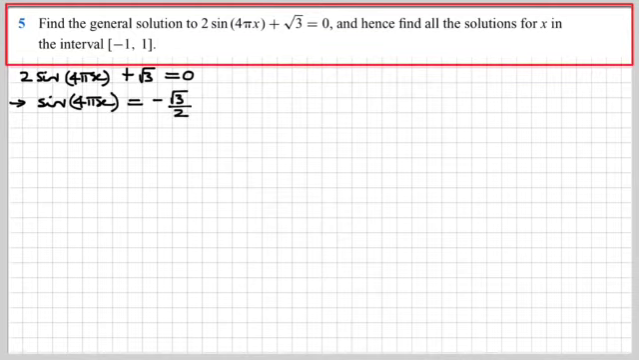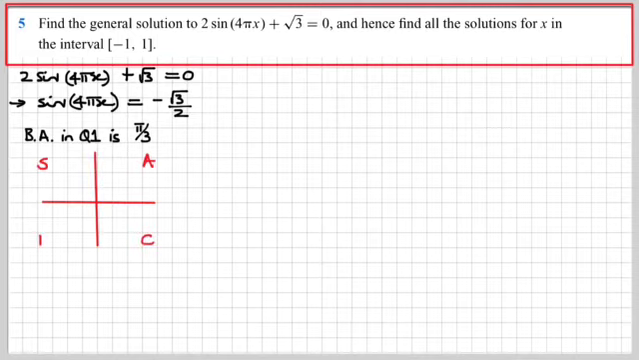Now the basic angle in quadrant 1 that has a sine of √3 on 2 happens to be pi on 3. You need to know those really well. Those exact angle sine, cos and tan values, for pi on 6, pi on 3, pi on 4, 0, pi on 2, and all the other quadrant equivalents worked out from those. Okay, you need to know them. Yes, the basic angle in quadrant 1 is pi on 3.